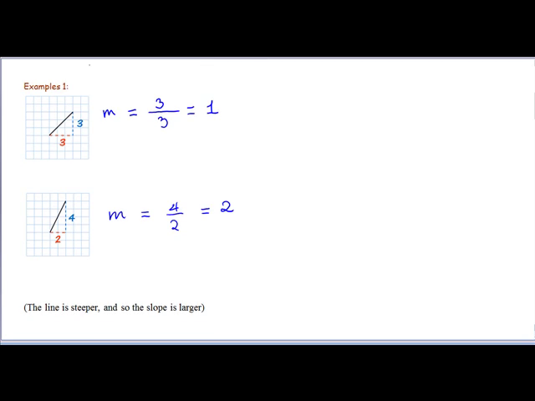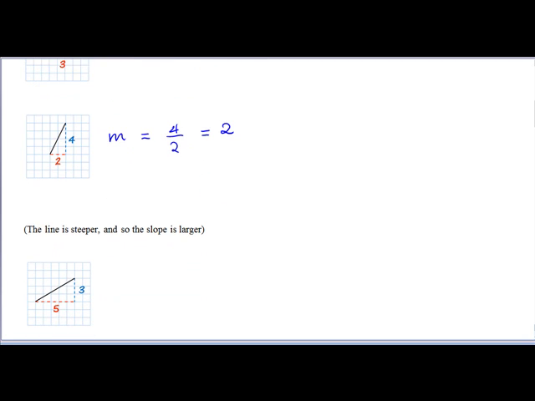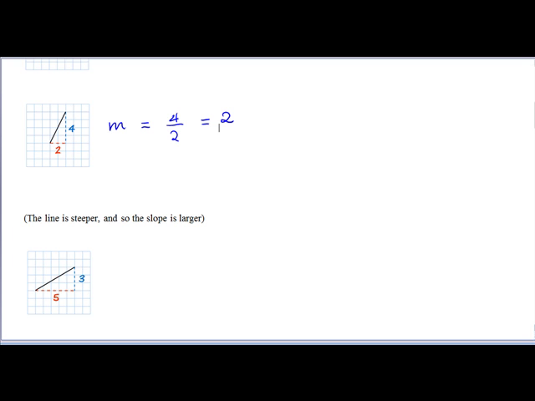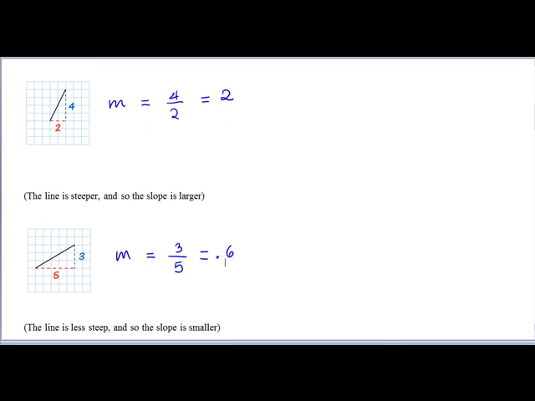Okay, let's try this one. The slope will be the change in vertical, which is 3, over the horizontal, which is 5. Now if you want to know exactly what 3 over 5 is, you use the calculator. So 3 divided by 5, I put in the calculator, I have 0.6. That's the slope for this line. So this line here is less steep because the slope is smaller.